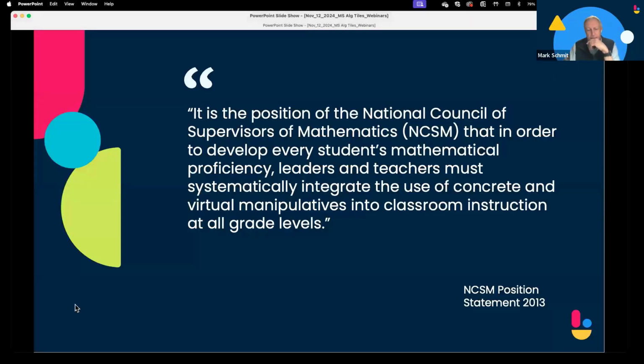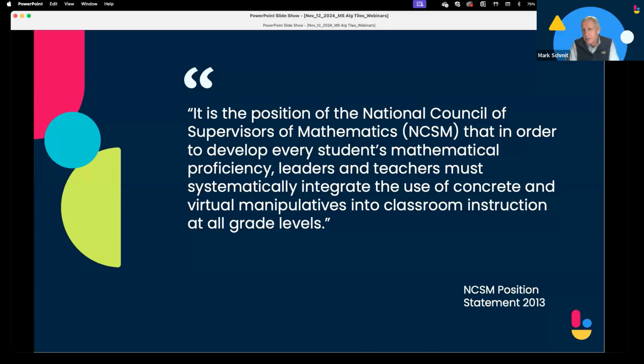All right. So in 2013, NCSM put out a position statement about the use of manipulatives, whether concrete or virtual manipulatives, at all grade levels. And they then went on to talk about how this gets accomplished. We accomplish this by making sure that folks understand that they're not toys, but they are powerful learning tools that we can use to help build conceptual understanding of math topics.